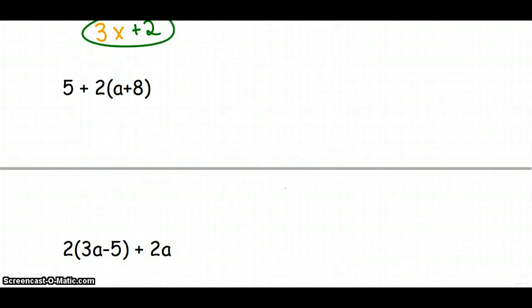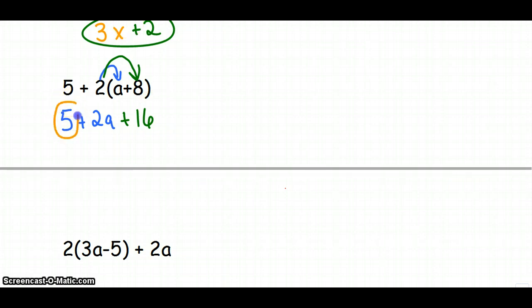Next, I have 5 plus 2 times a plus 8. I'm going to bring down my 5. Now let's distribute this positive 2. 2 times a gives me a positive 2a. 2 times 8 gives me a positive 16. I'm going to combine my like terms. This time my like terms, just some good old numbers. So now I have 2a plus positive 16 combined with a positive 5. I'm going to add that. It's 21.